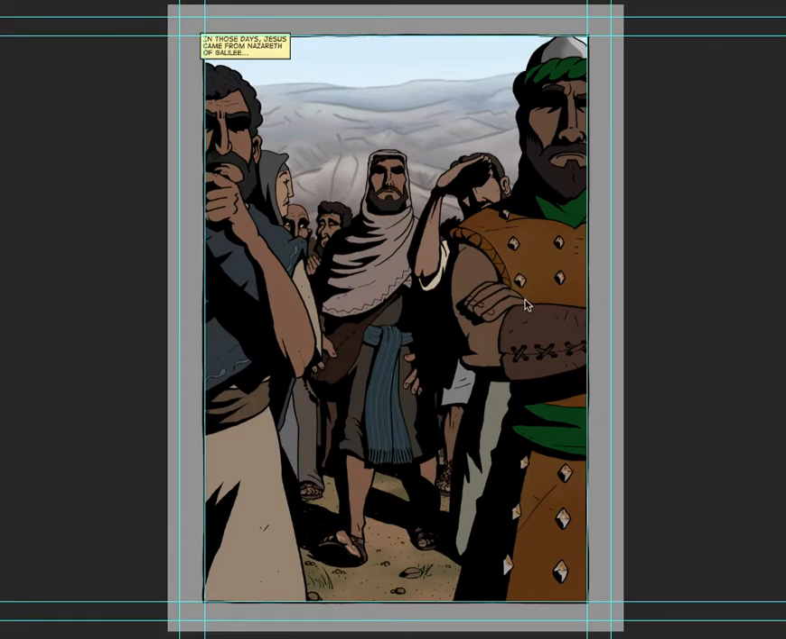Okay, so this is actually from the fourth page of the Gospel of Mark. And starting here is a good example. It's some of the pages which were previewed on our Kickstarter page, and so many of you might have seen them before. So let's have a look.